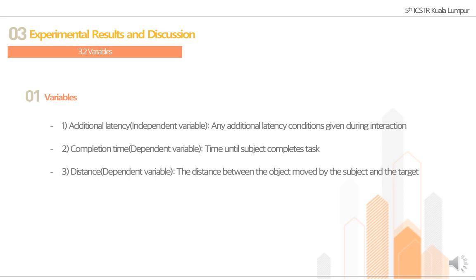The second variable is completion time. Completion time is a dependent variable: the time until the subject completes the task. The third variable is distance. Distance is also a dependent variable: the distance between the object moved by the subject and the target.